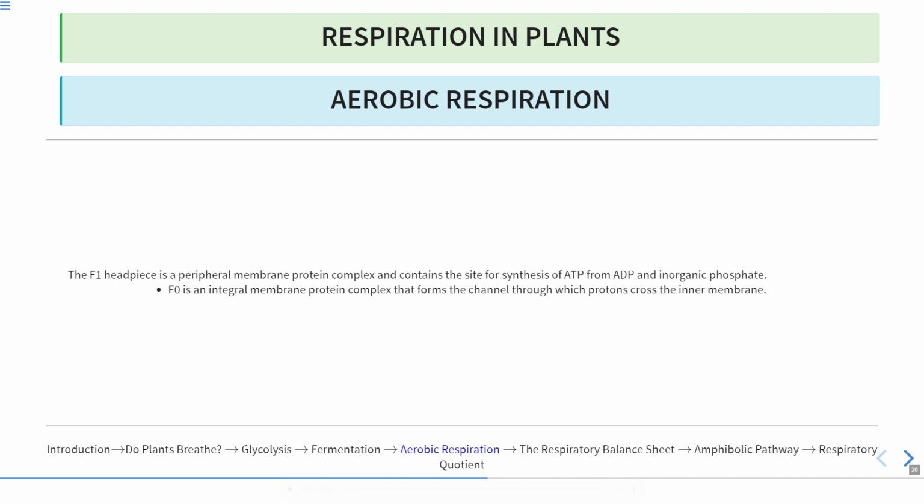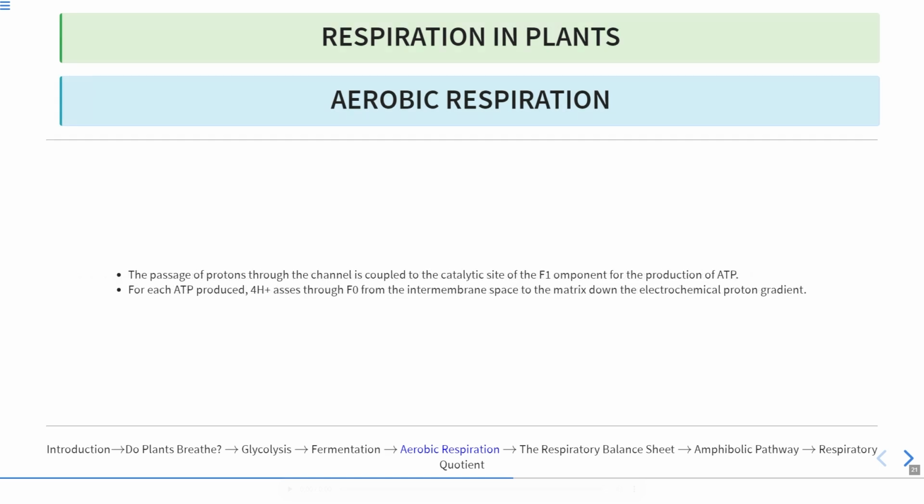F0 is an integral membrane protein complex that forms the channel through which the protons cross the inner membrane. So F0 is making a channel, through which hydrogen ions are transported from the intermembrane space towards the F1 part of this ATP synthase. So F0 is an integral membrane protein complex that forms the channel through which protons cross the inner membrane.